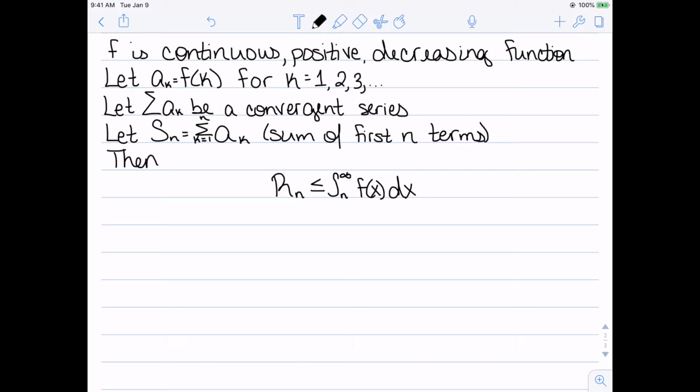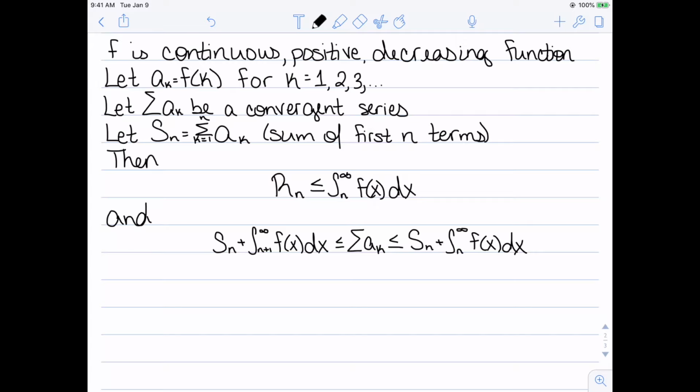With all of that, I can say that my remainder Rn, which would be the entire series minus this Sn, is less than or equal to the integral from n to infinity of f of x dx. So I am able to estimate the remainder. In fact, I can get an upper bound on the remainder. Smaller remainders are always better since that's a better approximation, but I do have an upper bound for my error.